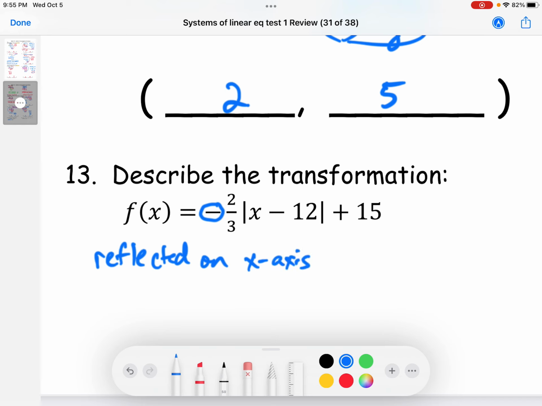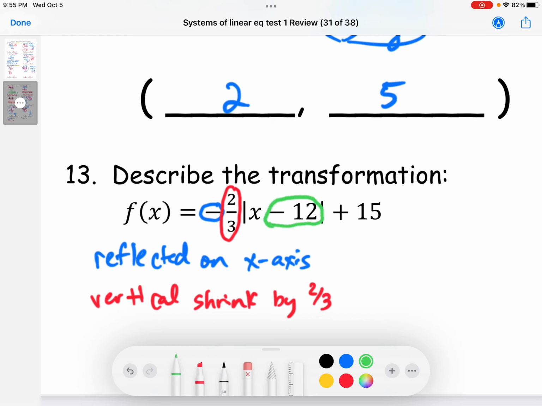I also see a fraction out in front of it. When you have a fraction coefficient, that means it's not going to be a vertical stretch. It's going to be a vertical shrink, a vertical shrink by a factor of 2/3. Next thing I notice is a minus 12 on the inside.